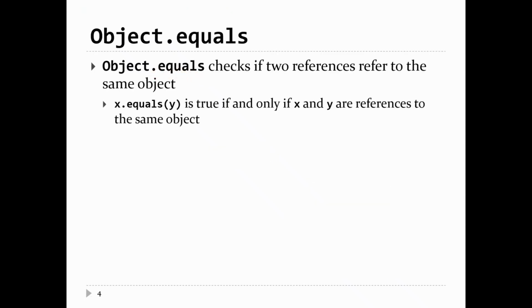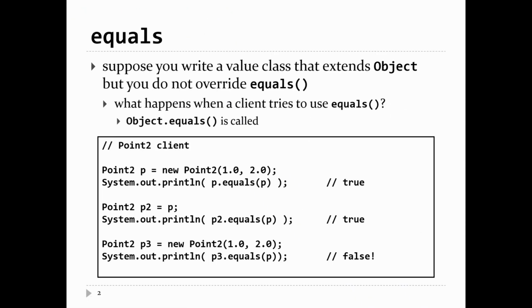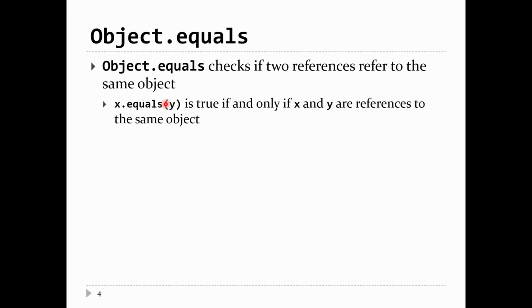The equals method that you get from Object checks if two references refer to the same object. That's the version of equals that you get if you don't redefine equals: do two references refer to the same object? Here p and p2, yes, they refer to the same object. They both refer to the object at address 600. But p and p3, and p2 and p3, they refer to different objects. So that's why that call to equals returns false, and these two return true. So x.equals(y) is true if and only if x and y are references to the same object.